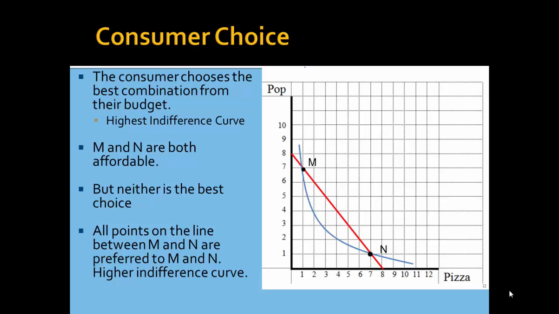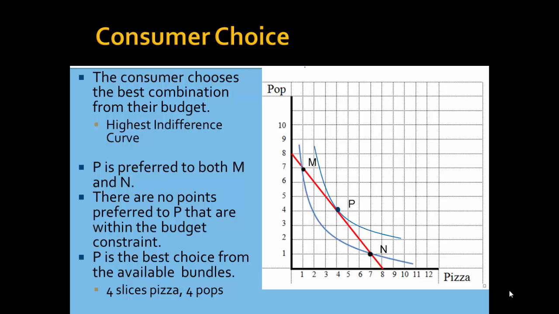There are some points that are affordable that are less preferred than M and N. Those are the ones that are outside the budget constraint. But all of the points on the budget constraint in between M and N are to the northwest of their indifference curve. They're on a higher indifference curve than M and N, and so those points would be preferred to M and N. What we want to do is get to a higher indifference curve than the one that either bundle M or bundle N is on.